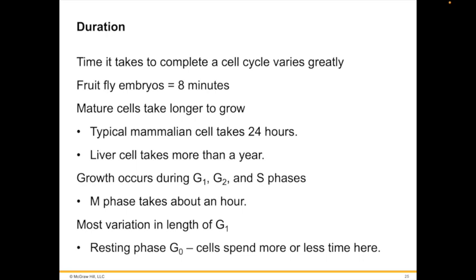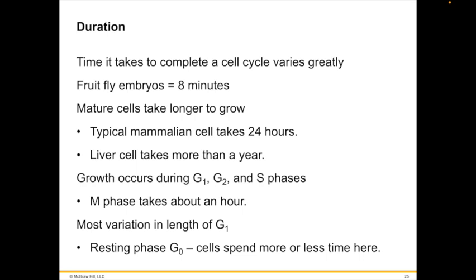Because mature cells require time to grow, most of their cycles are much longer than those of embryonic tissue. Typically, a dividing mammalian cell completes the cell cycle in about 24 hours. But some cells, such as certain cells in the human liver, have cell cycles lasting more than a year. During the cell cycle, growth occurs throughout G1 and G2 phases, as well as the S phase. The M phase takes only about an hour, a small fraction of the entire cell cycle.